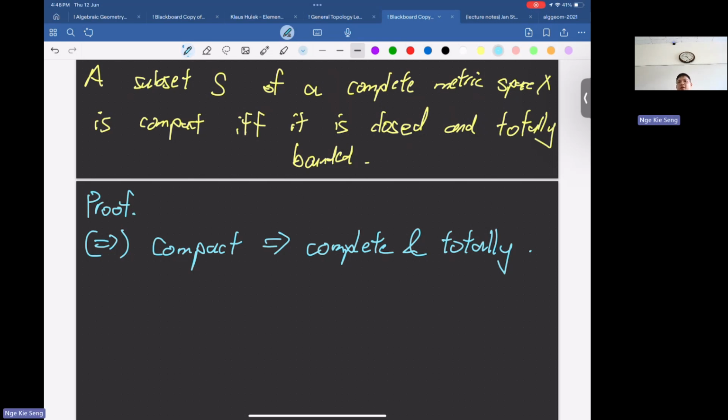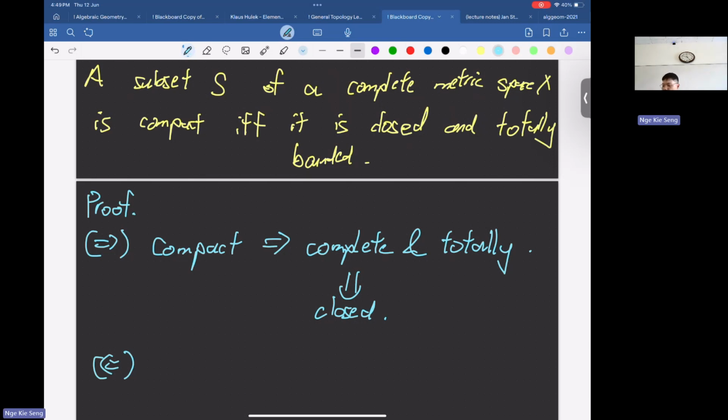Because it is complete in a complete metric space, so it is closed. So this complete part implies closed, because it's a complete space. How about the other direction? So closed and totally bounded implies compact.